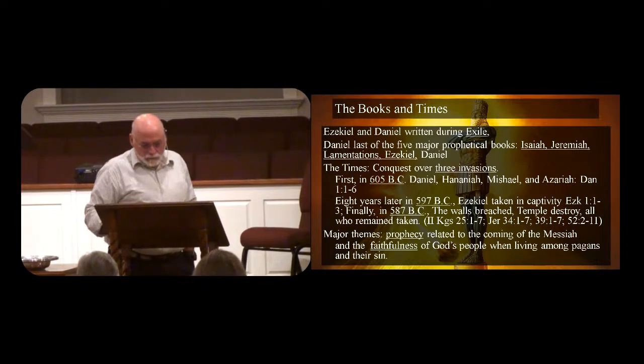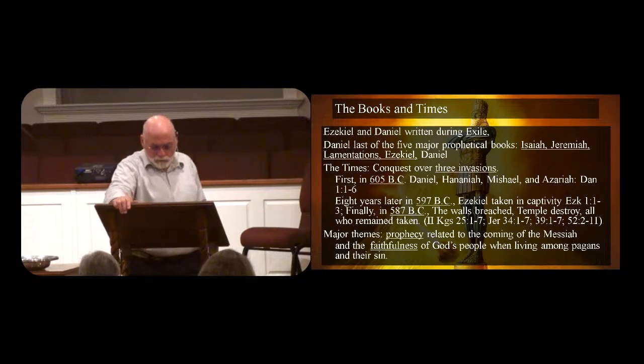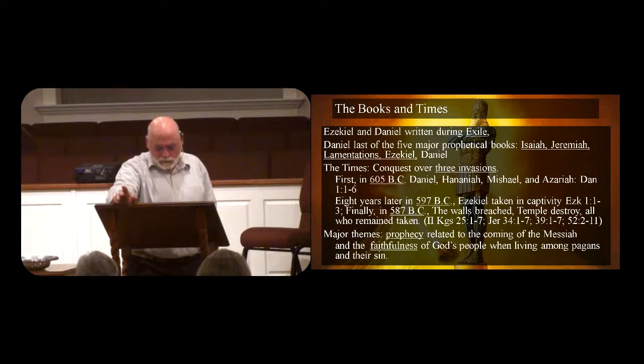So there are 3 invasions that finally wipe out the southern kingdom of Judah. First, 605 BC. That's when Daniel and the 3 friends are taken. And then 8 years later, in 597 BC, Ezekiel is taken. And he was a common person, not a noble. He may not even have lived in Jerusalem. He may have lived in the outside area. And that happened because there was rebellion under the king, Jehoiakim, I think, during that time.